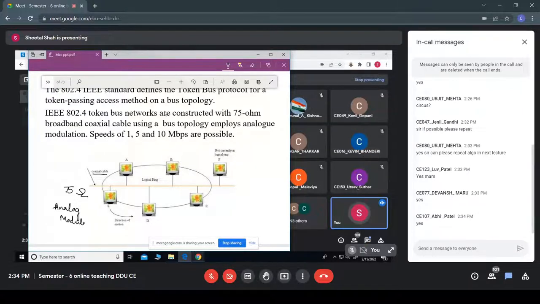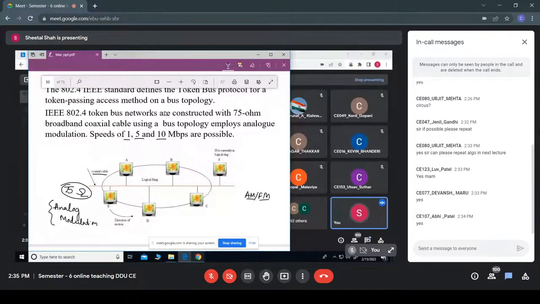So you know what we mean by modulation? You might have studied in your plus two classes, in which the data would be transmitted by multiplying or adding with certain high frequency signals. So we have AM, FM, etc., amplitude modulation, frequency modulation. Such analog modulation is used for data transmission through this coaxial cable, which is of 75 ohm. And the speed can be around 1, 5 or 10 megabits per second.